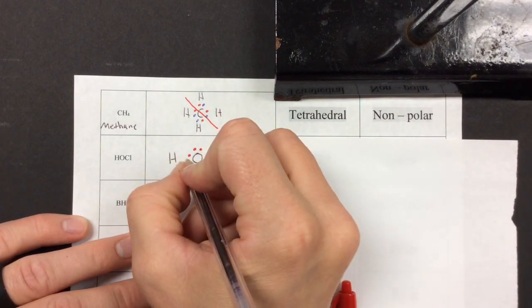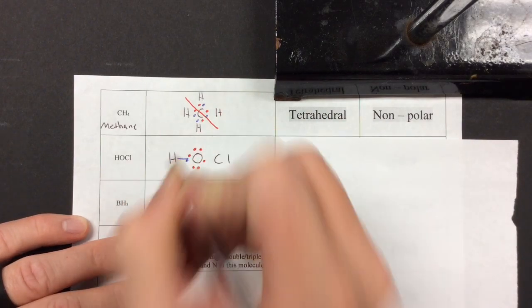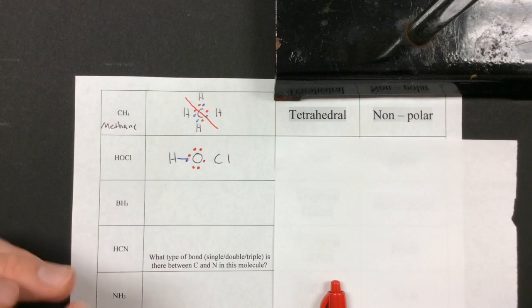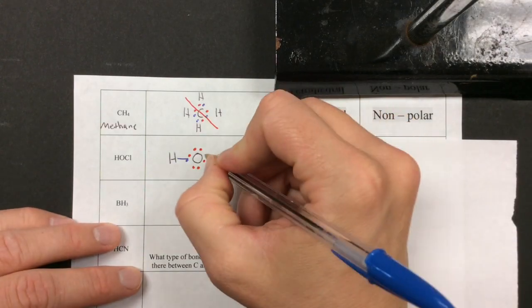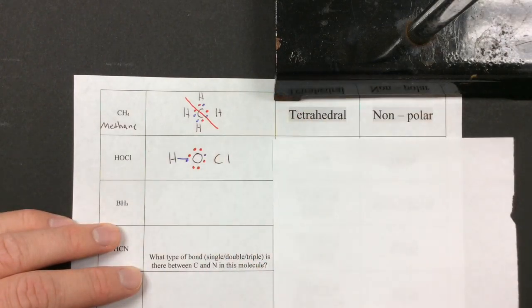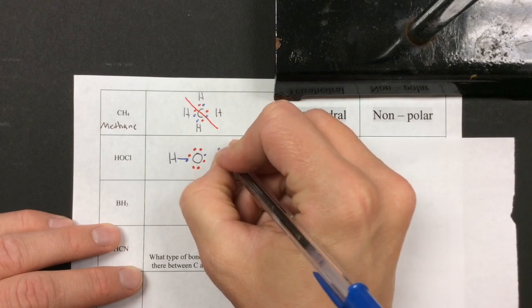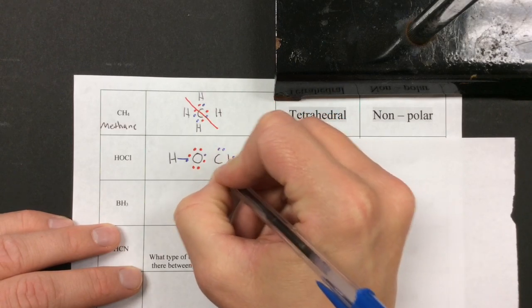Hydrogen is going to have 1, forming a bond right there. And chlorine is going to have 7 valence electrons. So one of them is going to be transferred to that portion of the oxygen atom, and then it's going to have its 7 others on the outside.